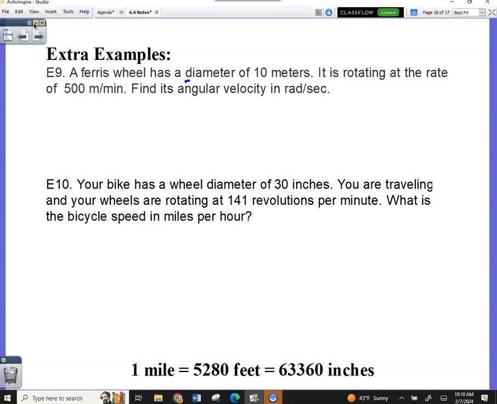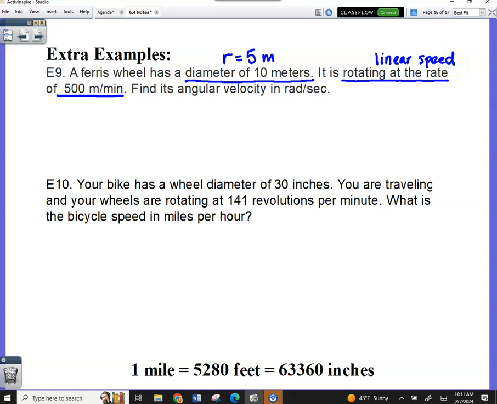A Ferris wheel has a diameter of 10 meters. I don't want that. I need the radius, which is 5. I'm going to copy meters. It's rotating at a rate of 500 meters per minute. If you see the word rate, then they're already giving you one of the speeds. You have to know which one they're giving you. The way you answer that is you look at the unit of measurement. Is it linear or is it angular? It's meters. Meters is linear. So rotating at the rate of 500 meters per minute is giving me the linear speed.